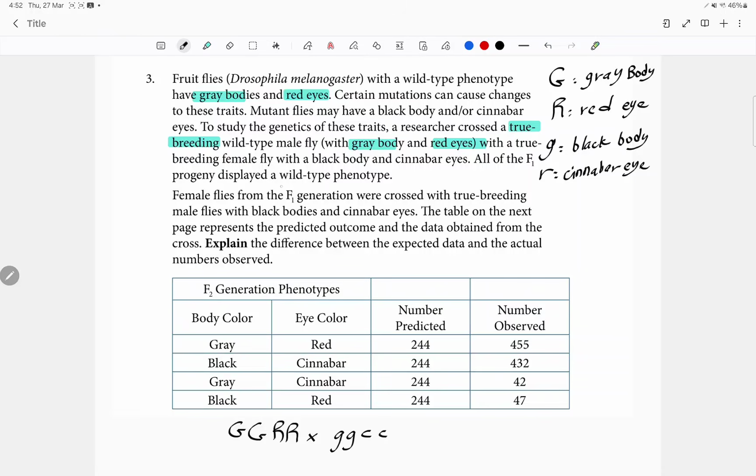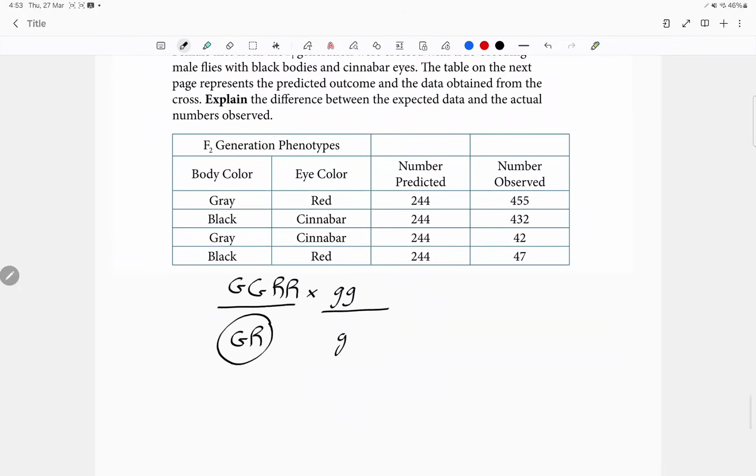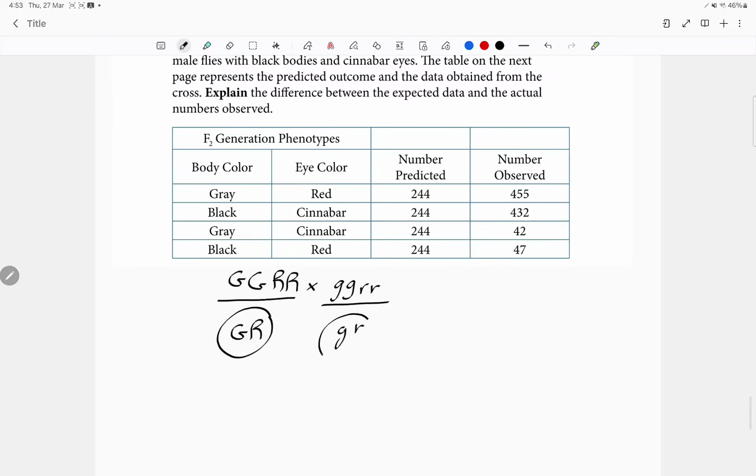And of course, all the F1 displayed a wild type, right? So this becomes capital G, capital R. This becomes small g. This is small r. I don't know why. Okay. Small r. And they all become capital G, capital R, small r. That's the P generation, that's the F1 generation.